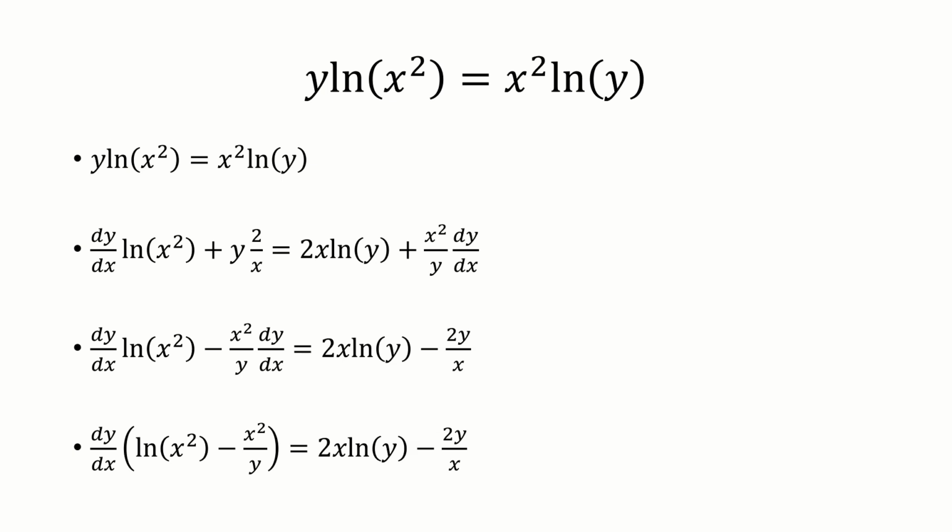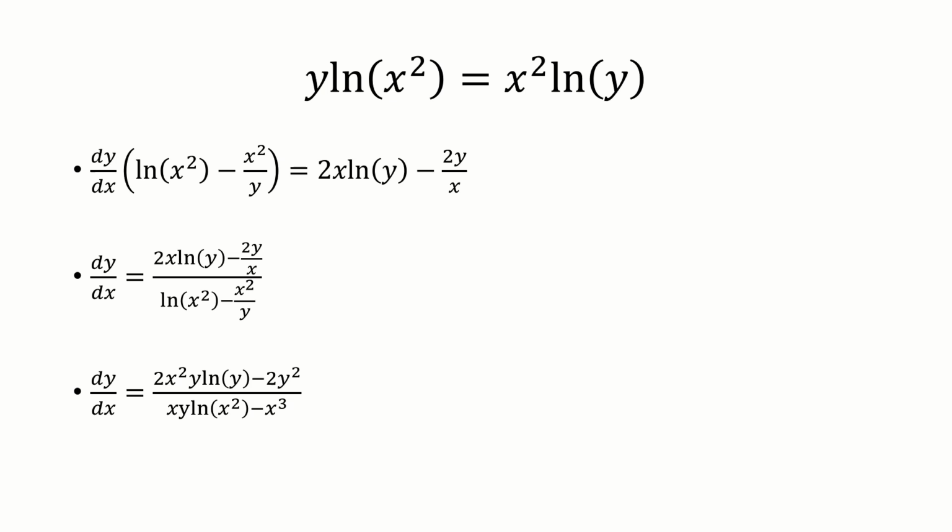Now we have a dy/dx on each side, so we want to bring both of those to the left and then get rid of the rest to the right. So we'll subtract x squared over y dy over dx and then 2y over x. Now on the left side, we can factor out a dy over dx and have natural log of x squared minus x squared over y. That's going to equal 2x natural log y minus 2y over x.